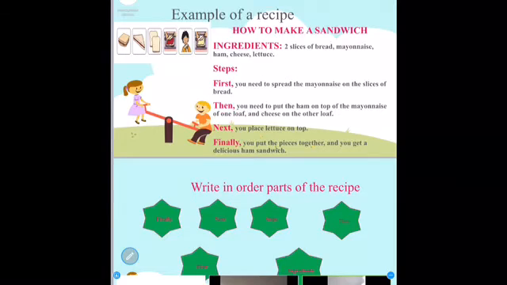First, you need to spread the mayonnaise on the slices of bread. Okay, this is the first step. Then, you need to put the ham on top of the mayonnaise on one of the slices, and cheese on the other. Okay, next, you place lettuce on top. And finally, you put the pieces together and you get a delicious ham sandwich. Yes, guys? Can you see the procedure to prepare a delicious sandwich?